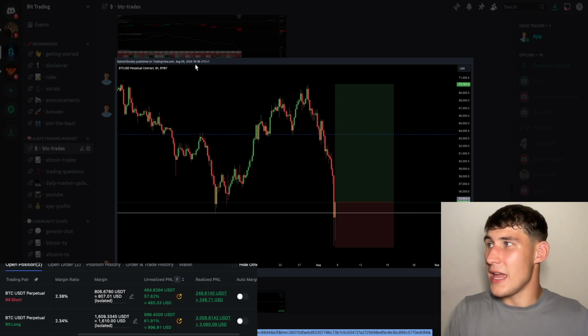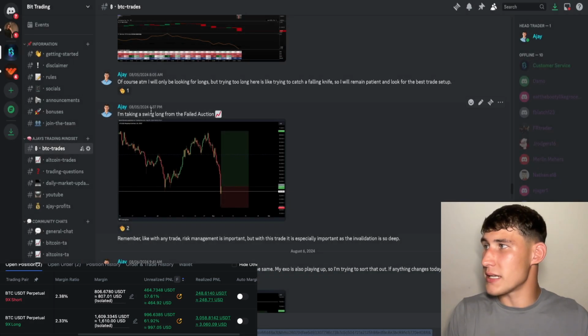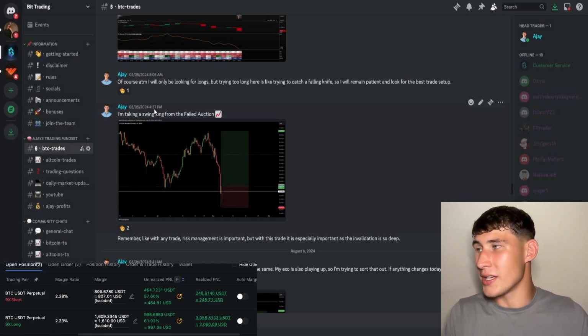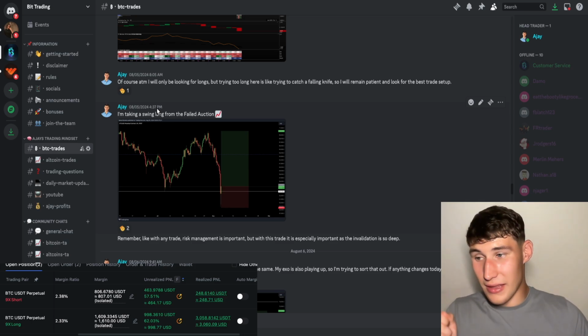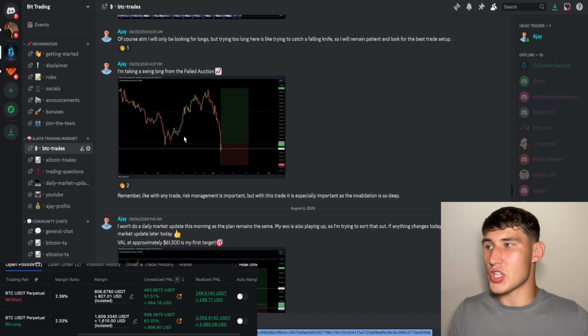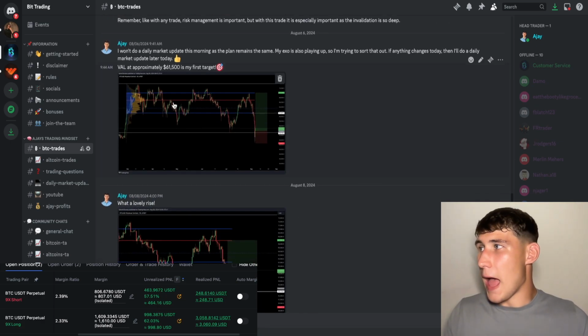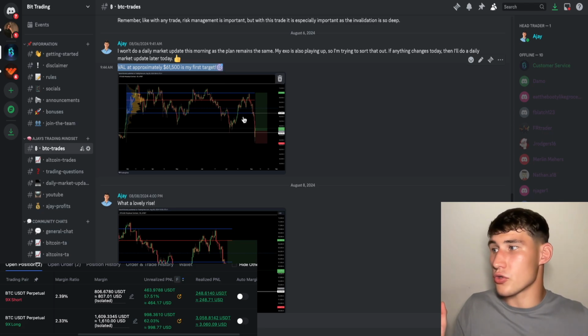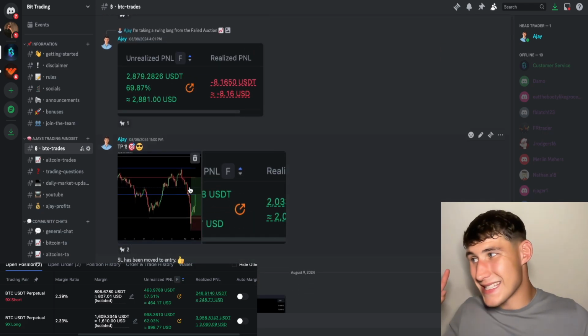So as you can see here, this was at 4:36, and you can see I posted it in the Discord at 4:37. So literally exactly as I took this trade, I told the team over on the Visionary Discord that I was taking the trade. And then here, approximately value area low at $61,500 is that first target. That's exactly what we saw.